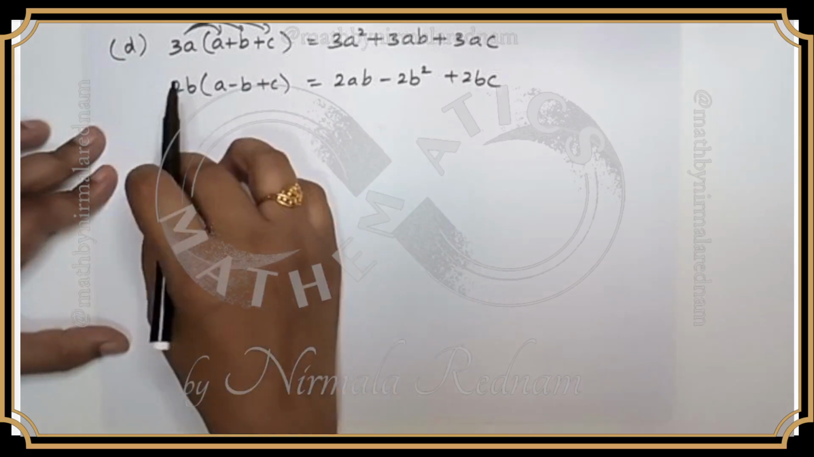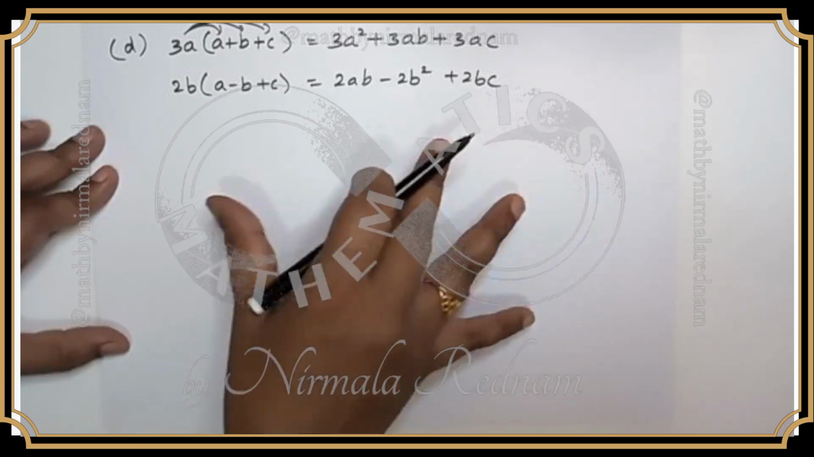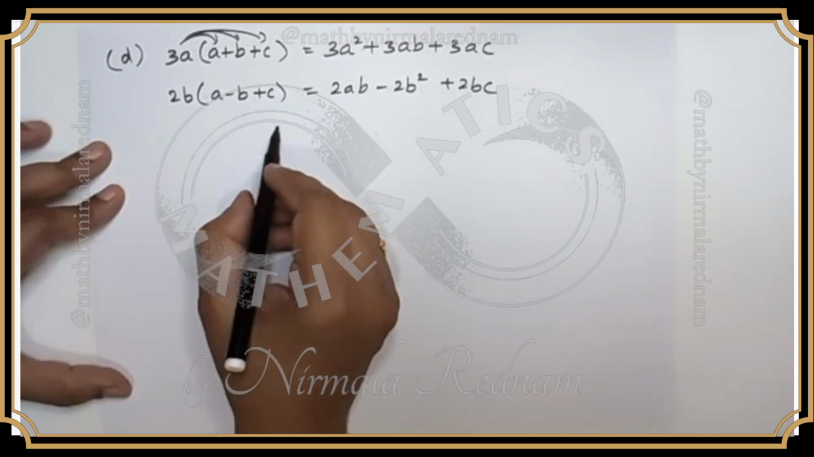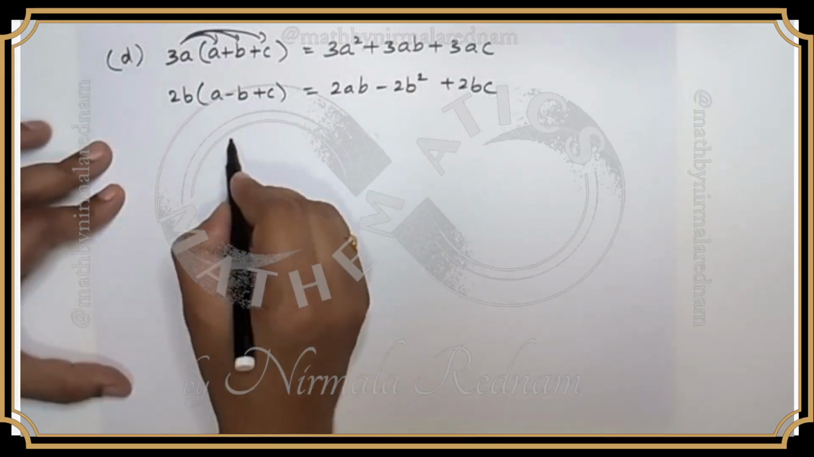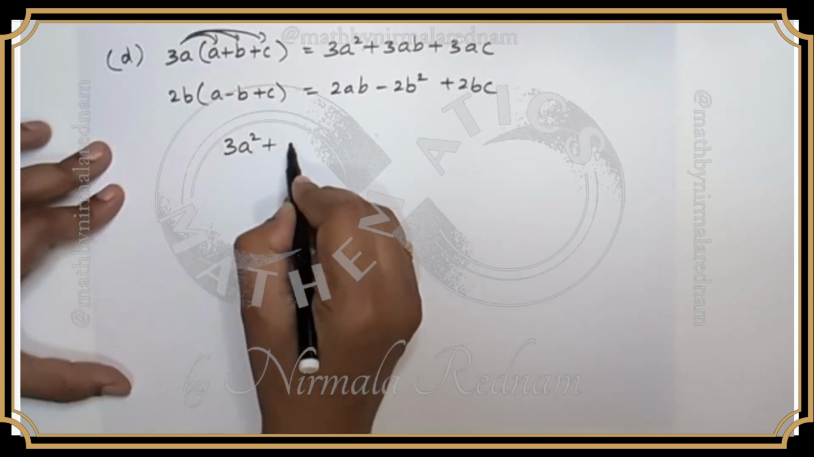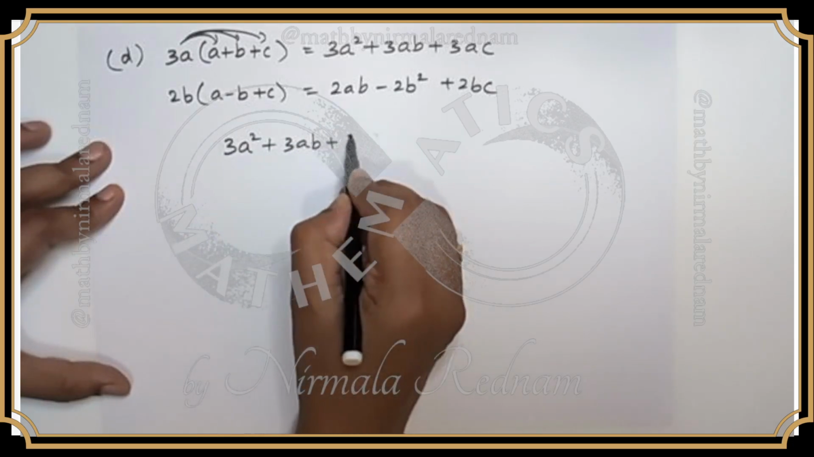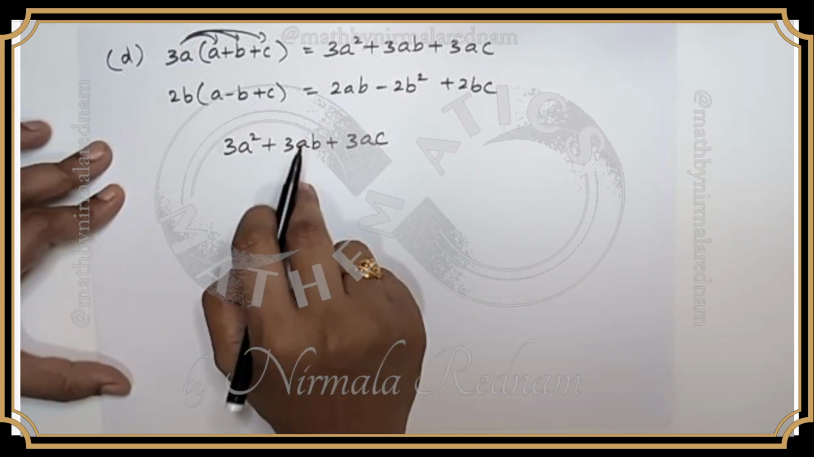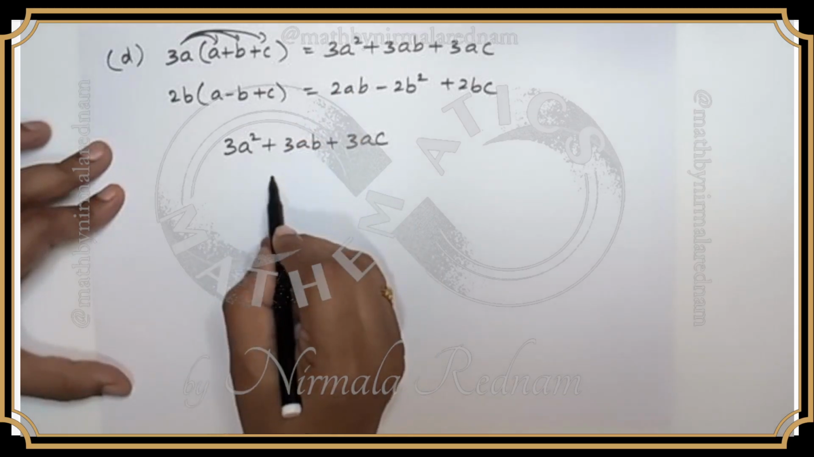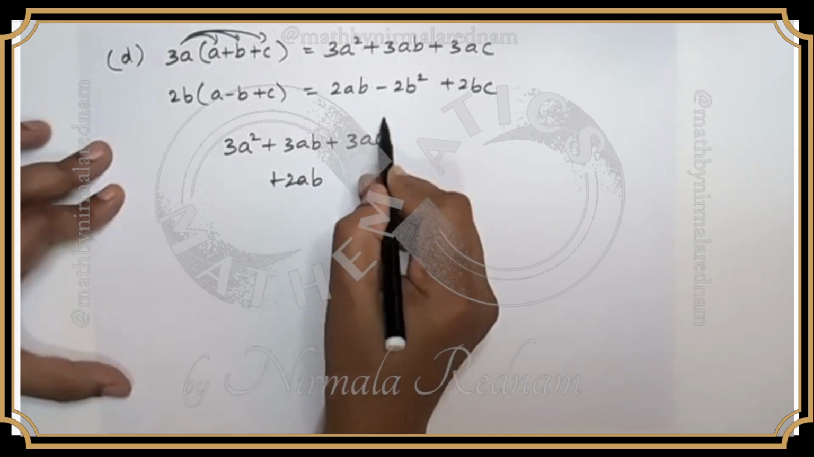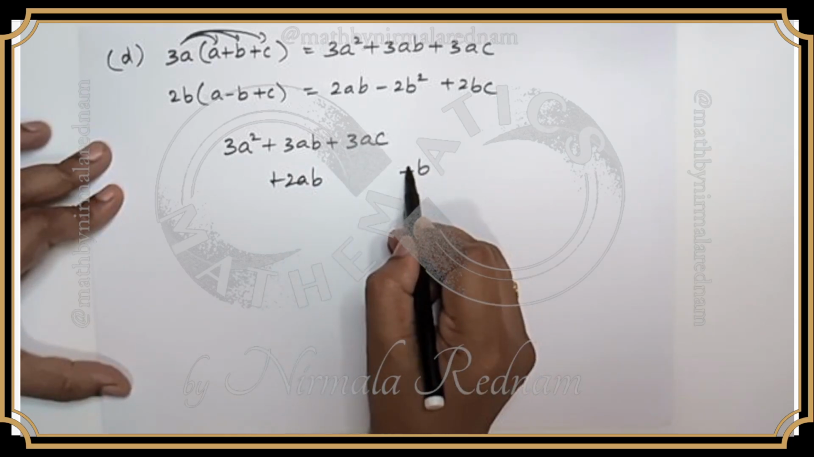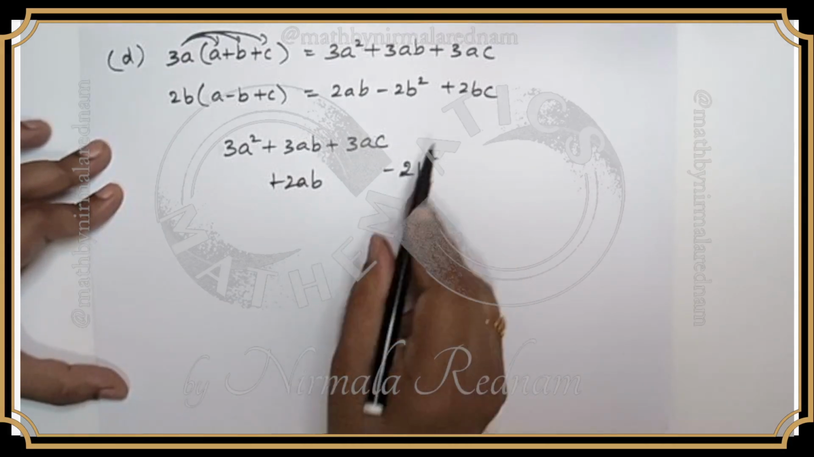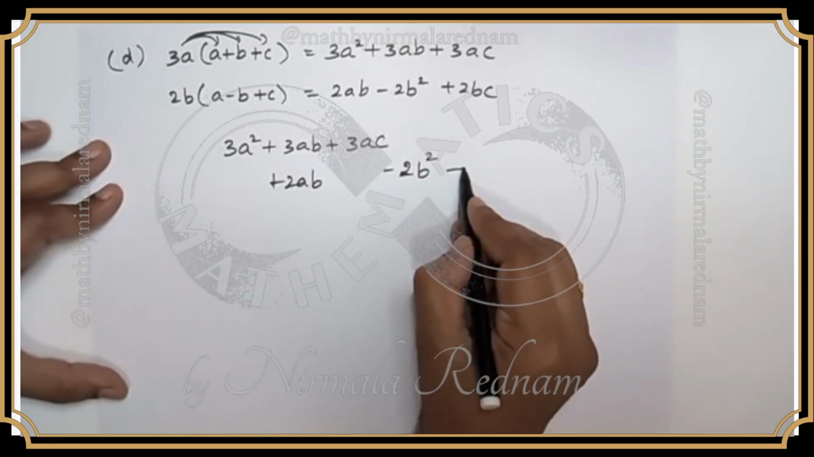You can either do it in a single row, or you can just do the subtraction as we have been doing from the previous exercise. So first I have to write this expression 3a square plus 3ab plus 3ac. Okay, I'll write this below this expression by aligning the like terms. So I have 2ab term over here. B square is a new column, minus 2b square, and BC. There is no BC here, so plus 2BC.